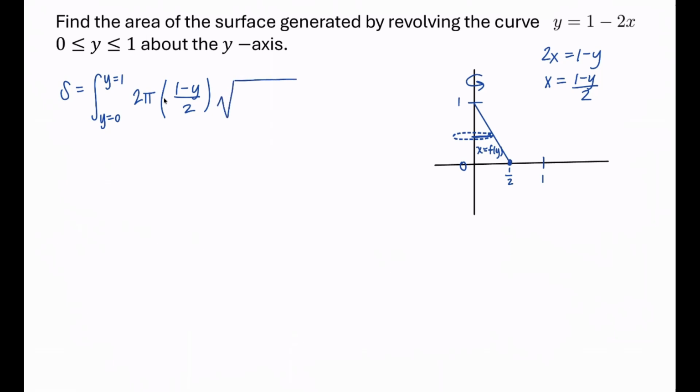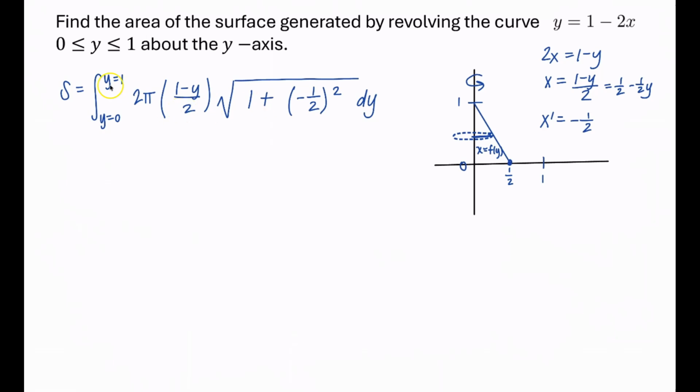And then the square root of 1 plus the derivative of this, x prime. So I'm going to have to find x prime. And remember that this is just 1/2 minus 1/2 y. So the derivative is just negative 1/2. It's just a constant. So I'm going to have 1 plus the derivative squared, negative 1/2 quantity squared, and then dy.